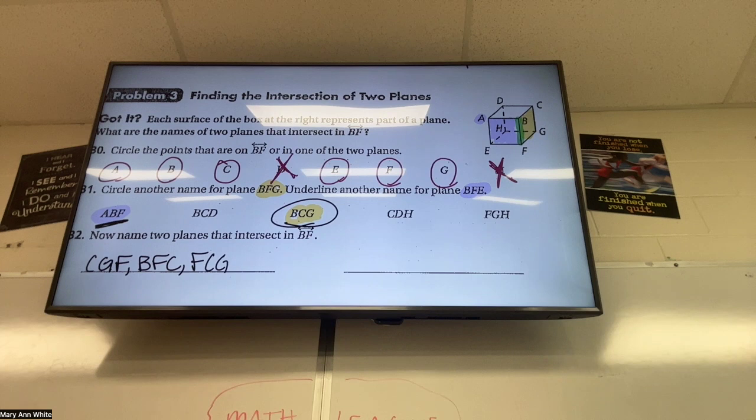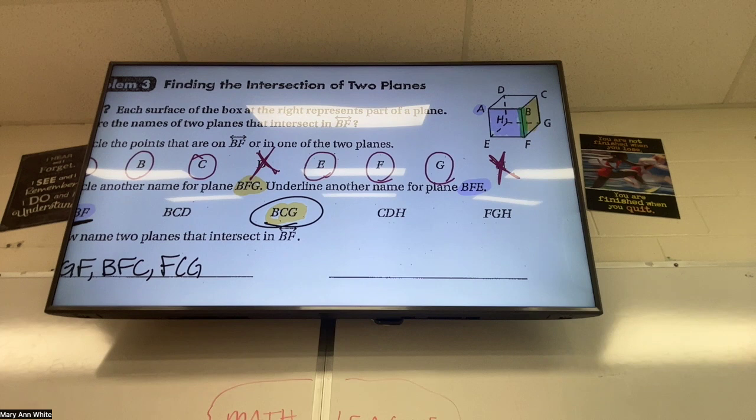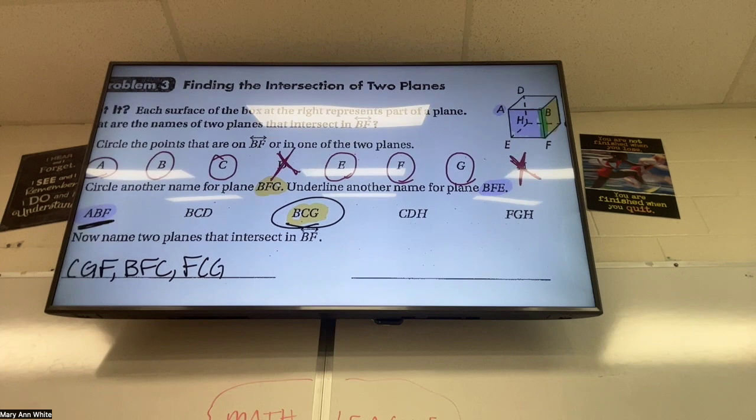Now let's go do the purple plane. Same idea. We already know it can be called BFE. We already know it can be called ABF. What's another way that we can name that plane? Chase, give me one. AEF. AEF, very good. It's another way we can name that plane. Two more names for that plane. Okay. FEB. FEB. I do like to spell words if I can. That's always fun. We got another one for that plane.